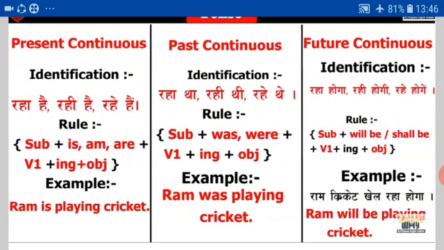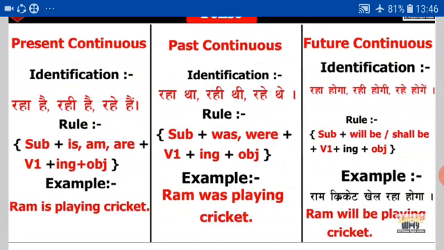Same in the past continuous, its identification is रहा था, रही थी, रहे थे. For the rule: subject plus was or were plus first form of verb plus ing plus object.